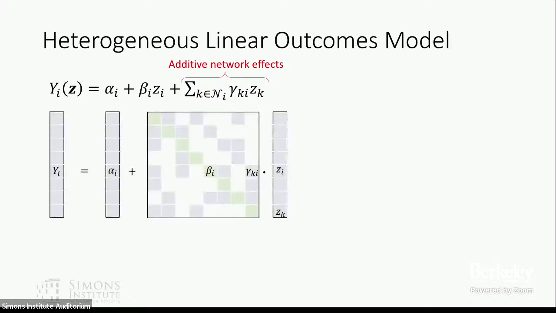And so you can think of this model as, you can write it in matrix-vector form, where the outcome vector is equal to the vector of baselines plus this matrix, which has the betas on the diagonal and the gammas on the off-diagonal, times the treatment vector.